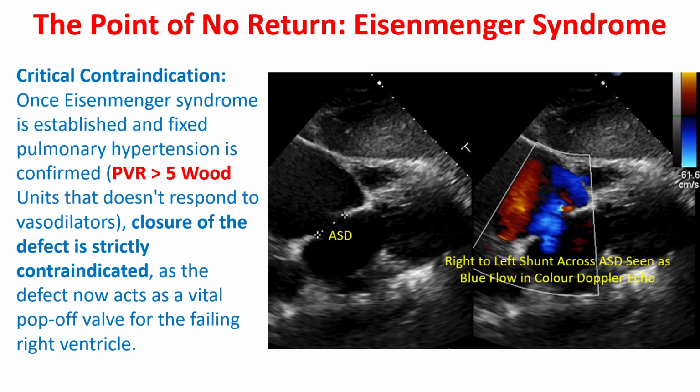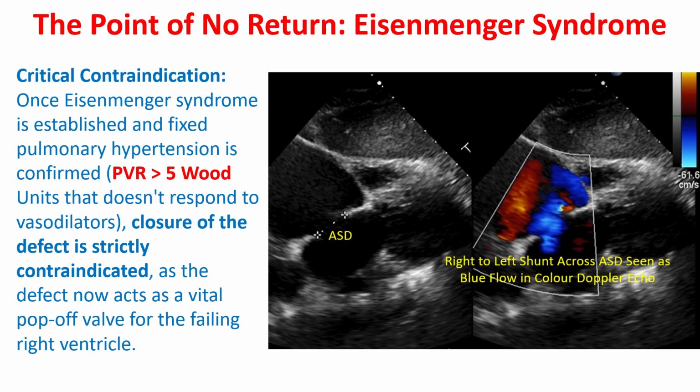If a large ASD is left untreated for decades, severe irreversible pulmonary vascular disease can develop. When pulmonary vascular resistance rises to systemic levels, the shunt reverses to a right to left shunt, leading to cyanosis, clubbing and erythrocytosis.